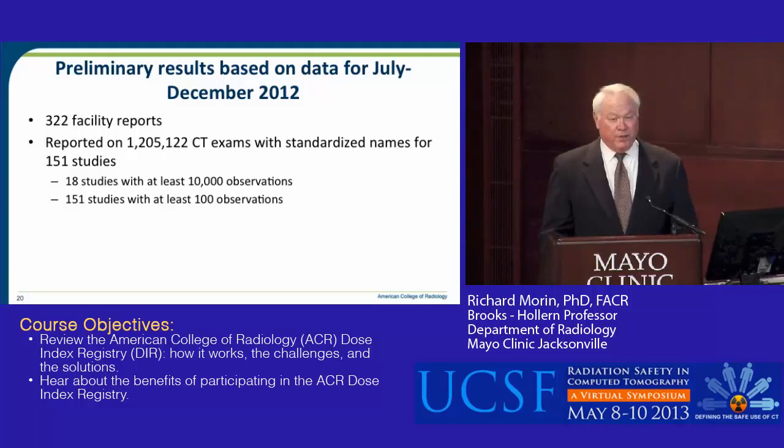Next slide. So the preliminary results were based on data from July to December of 2012. There were 322 facilities participating. Over 1 million CT scans with standardized names were used, and 151 studies. 18 of those studies had at least 10,000 observations, and then 151 with over 100 observations.